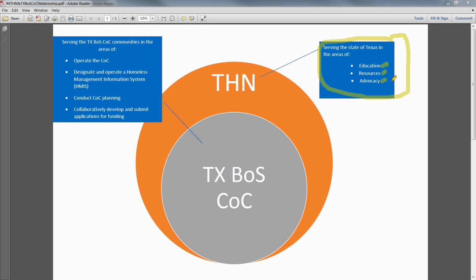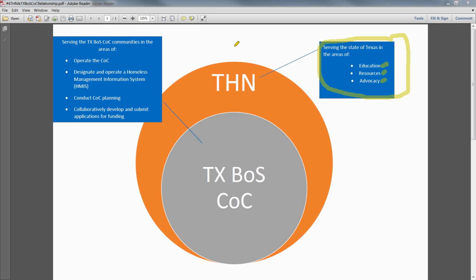We have the Development and Training Department, and that's the department that puts on a lot of the training that you see, the webinar block talks, if you've ever been on those, the annual conference, and the Housing Summit, just to name a few of the things that they do. Now they do that, again, for the entire state of Texas, including the Texas Balance of State, Continuum of Care region.